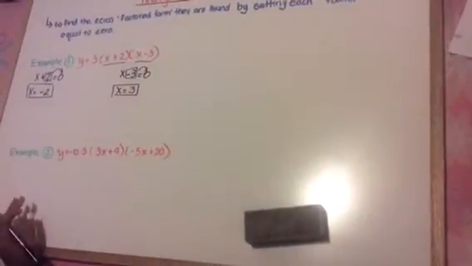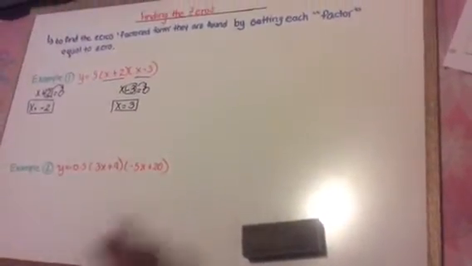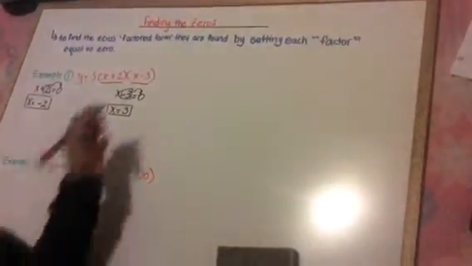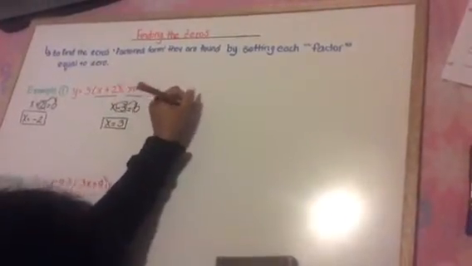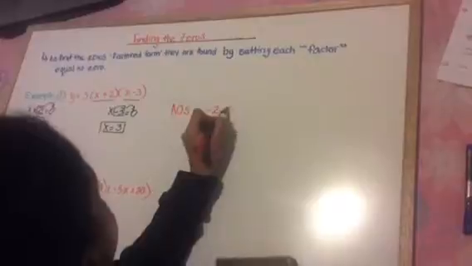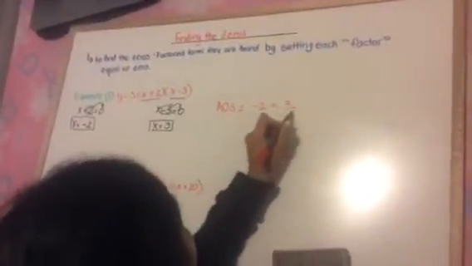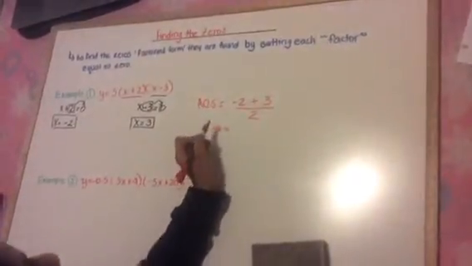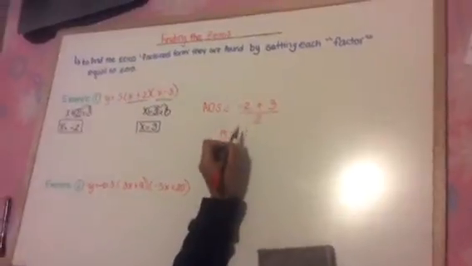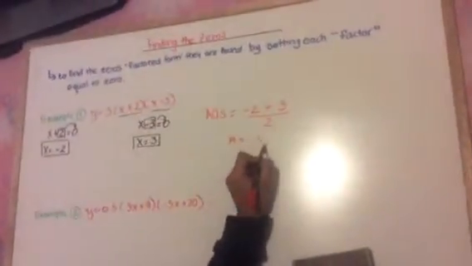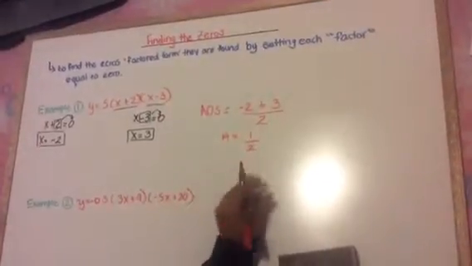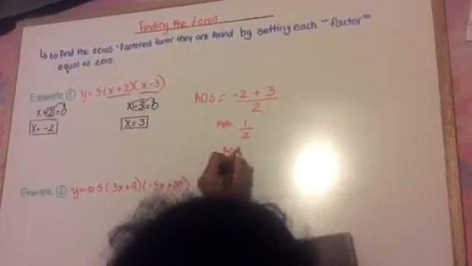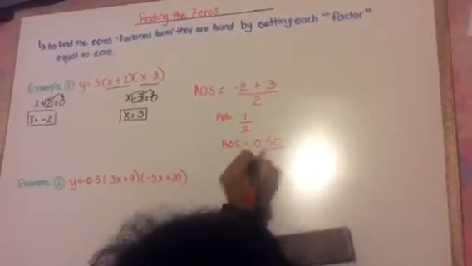With these two x-intercepts, we can find the axis of symmetry. If you forgot how to calculate the axis of symmetry from Unit 1 from vertex, all you do is add the two x-intercepts together. To find the AOS, it's going to be -2 plus 3 divided by 2. -2 plus 3 is going to be +1, and when you divide it by 2, it's going to be 1/2. So the axis of symmetry is going to be 0.50.